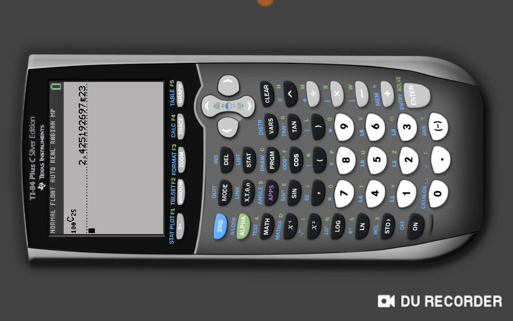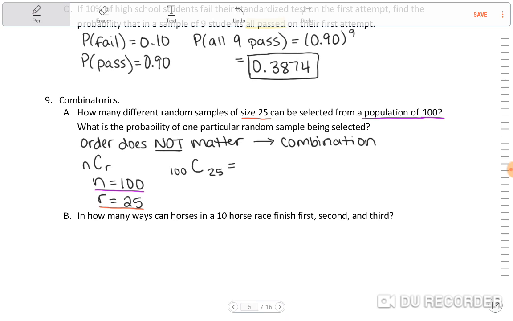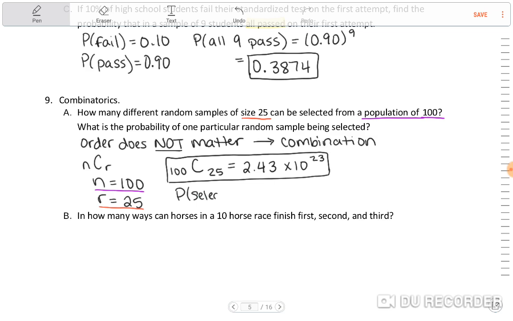So when I come back here, we will not write that in standard form. This is 2.43 times 10 to the 23rd power. Again, we're not writing that in standard form. The question then says, what is the probability? I should make a note here that it's important to know how to set this one up, like this part here.